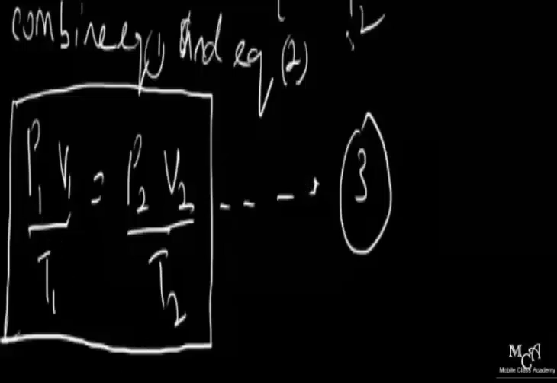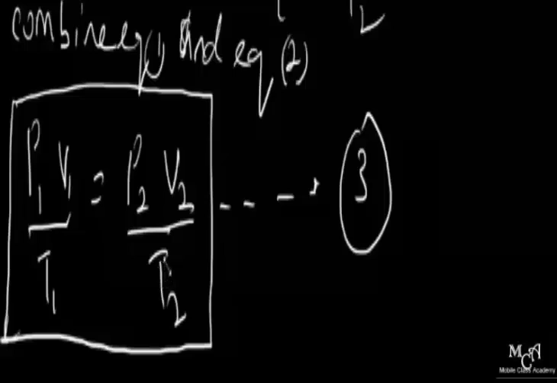Again, where your P1, as we have said, is the initial pressure measured in millimeter mercury. Your V1 is your initial volume measured in centimeter cube. Your T1 is your initial temperature measured in degree Kelvin. Please take note, degree Kelvin. And your P2 is your final pressure measured in millimeter mercury. And your V2 is your final volume measured in centimeter cube. And your T2 is your final temperature measured in Kelvin.